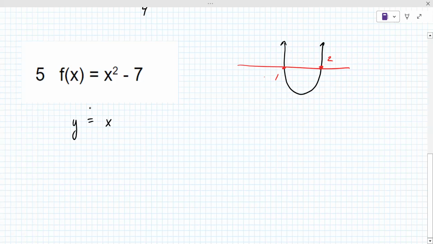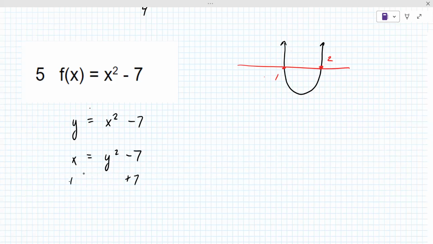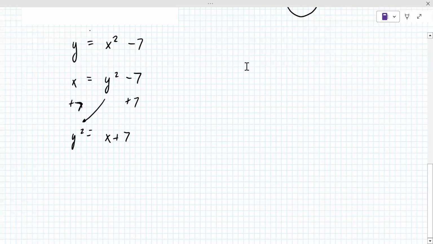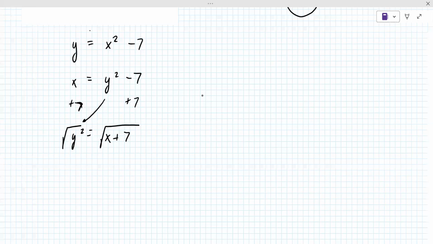Y equals x squared minus 7. And then we're going to switch x and y, just like before. So no change there. Next, we'll add 7 to both sides. Okay. And I'm just going to swap positions. I'm going to put y squared on the left, x plus 7 on the right. Hopefully that's okay. When we take a square root of both sides now, the square root always goes with a plus or a minus. So this is saying y equals plus or minus the square root of x plus 7.